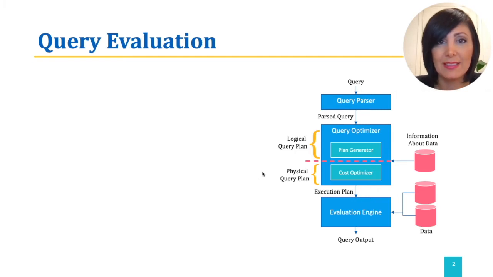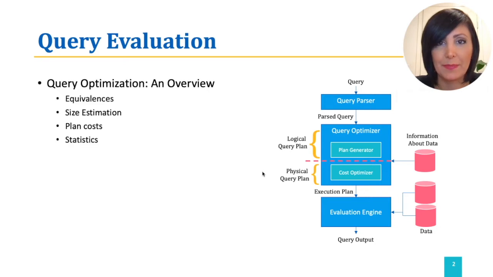In this section, we are going to discuss the query optimizer. Using and expanding what we have learned in the first two modules, we are going to discuss how a relational database management system optimizes queries.